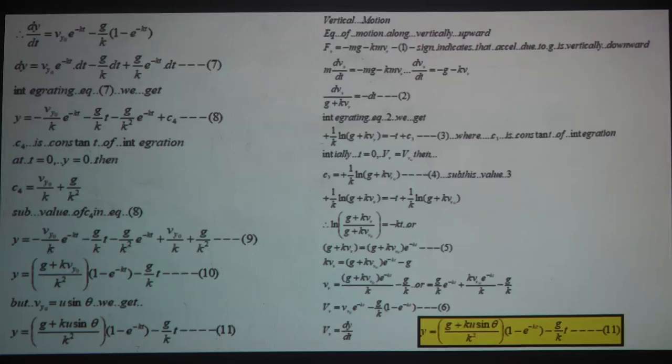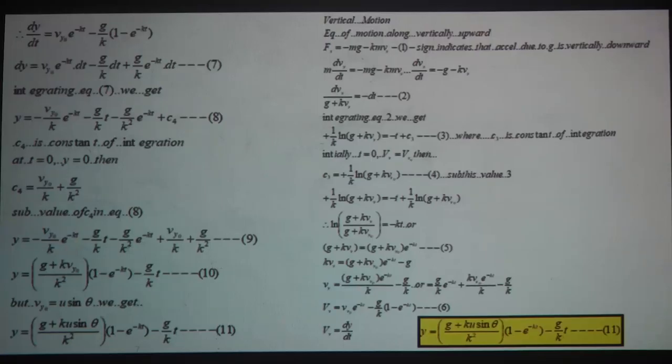Or I can write kVy on one side, everything on the other side, that is (g plus kVy0) e raised to minus kt as it is, and g comes on this side, becomes minus g. Therefore, I am interested to find out Vy, which is equal to, divided by k, (g plus kVy0) e raised to minus kt divided by k minus g by k. Or I can write g by k e raised to minus kt plus kVy0 e raised to minus kt divided by k minus g by k. That means I rearrange the terms and I finally find Vy is equal to Vy0 e raised to minus kt minus g by k (1 minus e raised to minus kt), which is my equation number 6.